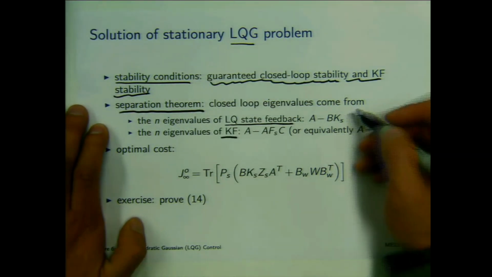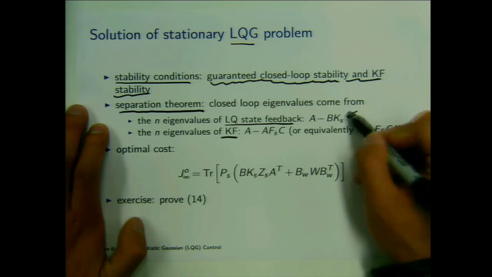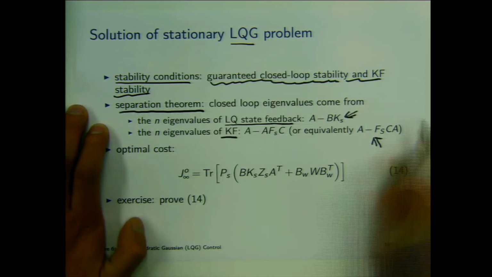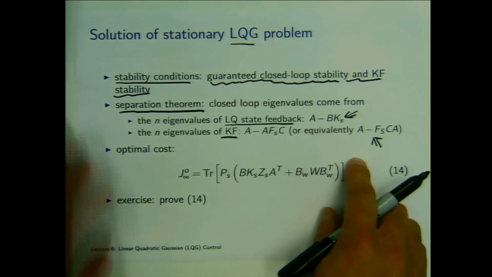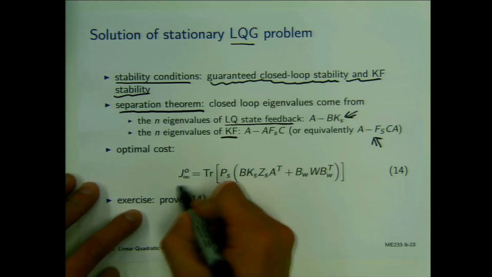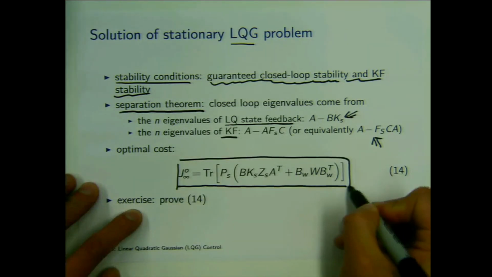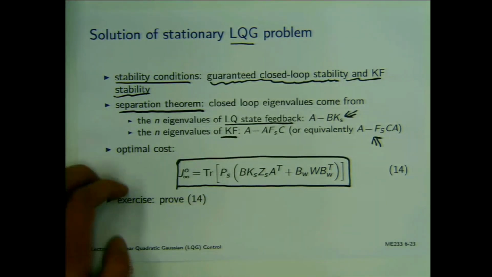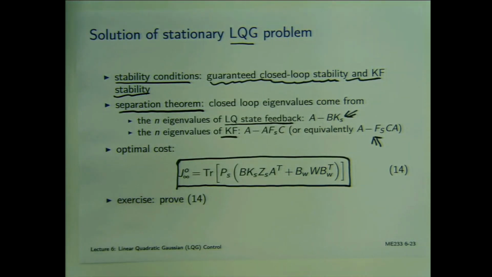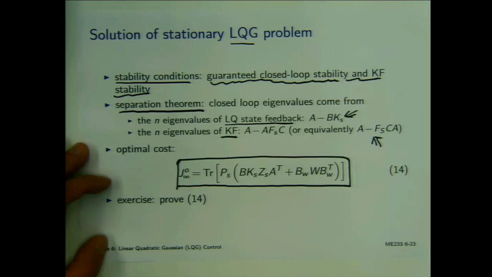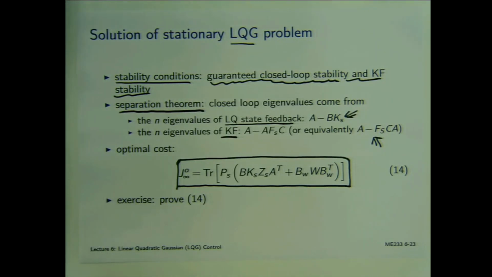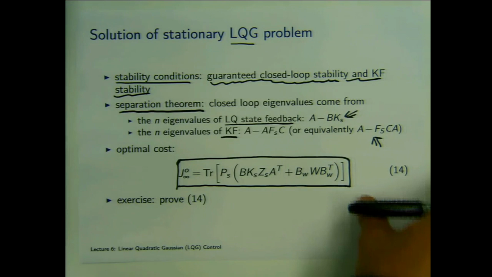And if you want to know in detail how the eigenvalues look, you can take a look at these eigenvalues. So this is for the LQ, and this is for the Kalman filter. If you want, you can derive this optimal cost, but we won't do it here. The derivations are provided in the course reader. So this is the end of the discrete time LQG problem. Next, we're going to talk about the continuous time version of the LQG problem.